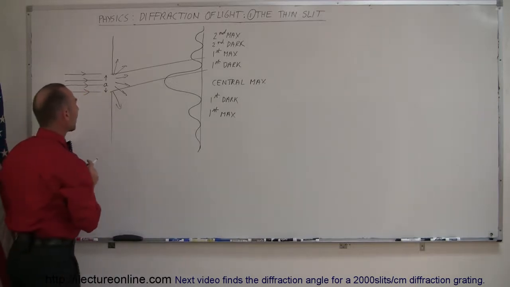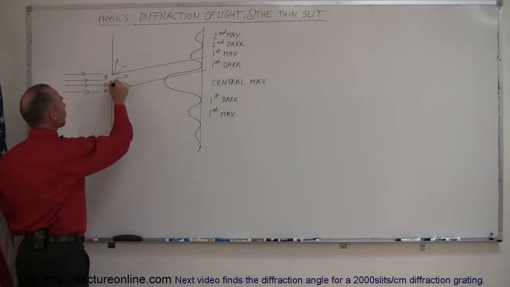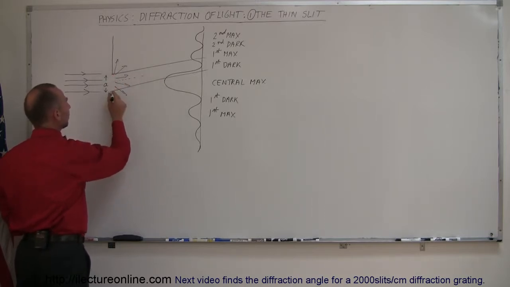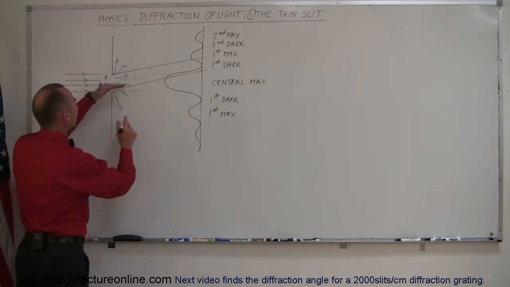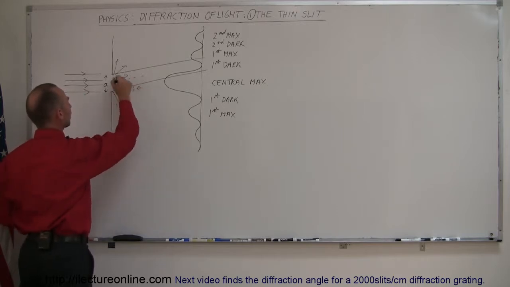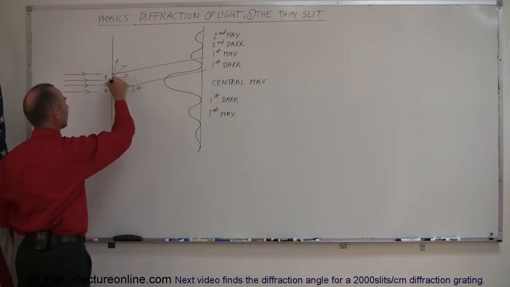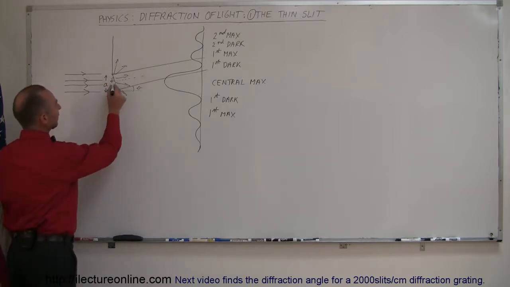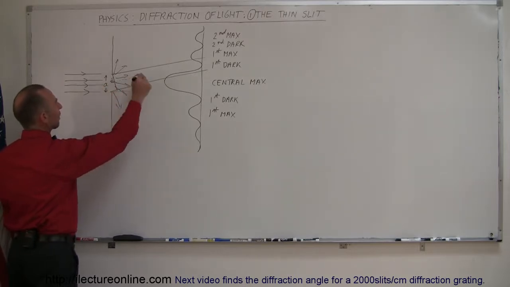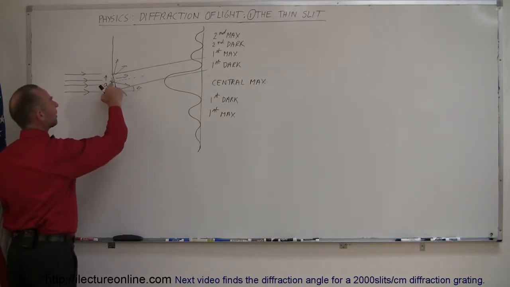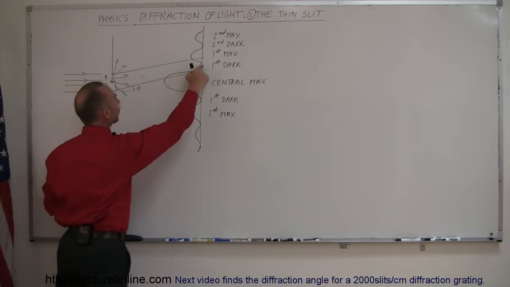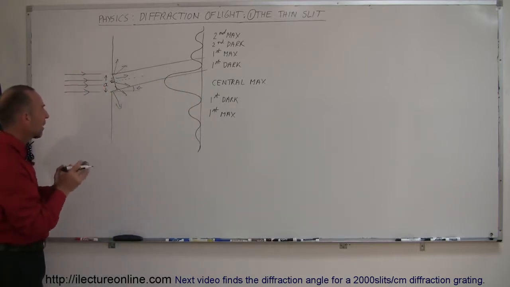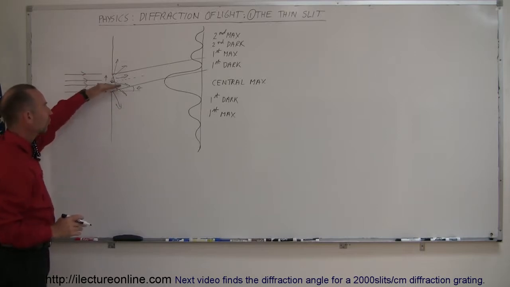The best way to think about it is that we divide the beam into two halves right here, and we draw a line perpendicular to the bottom ray. If this angle here is theta, and we draw a line perpendicular over here, then this angle over here is theta as well. Notice that the ray at the halfway point of the beam travels farther than the ray at the very top part of the beam. So there does exist a path length difference for various portions of the beam.